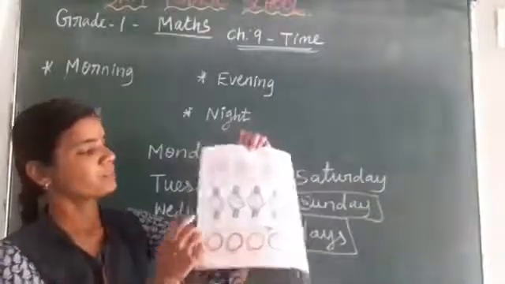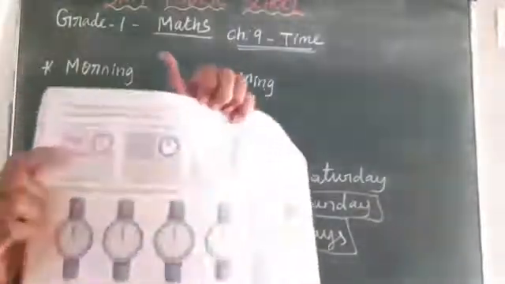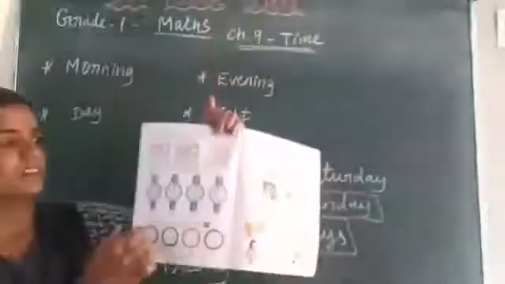Here also, see the clock and write the timings. Then draw the hour hand only. The minute hand is already given, so you have to draw the hour hand. Here you draw both hands of the clock. We have already completed these things.